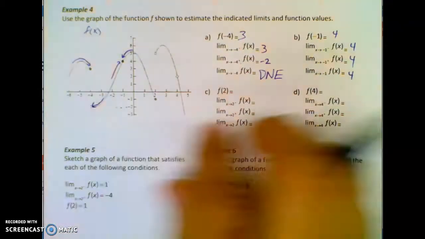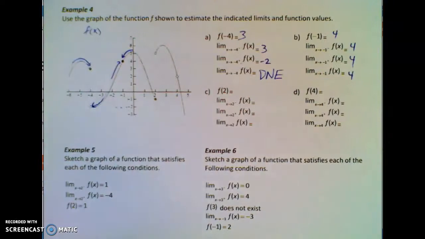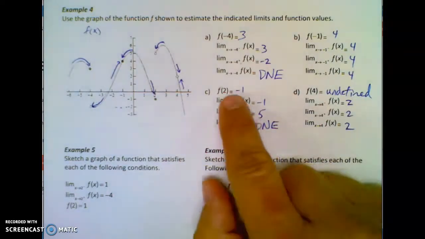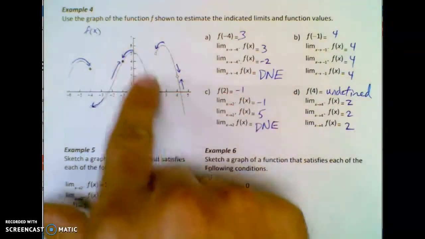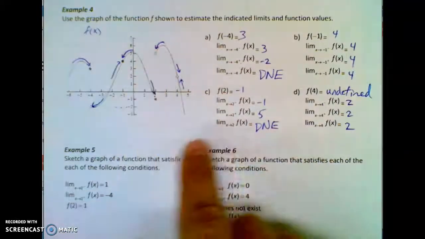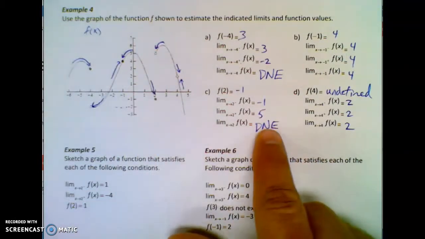All right, so I'm going to pause it. I'll let you do these two, and then you pause it and check your answers in a second. All right, check out how you did. Hopefully you got from one side it's down, from the other side it's up at 5. If those don't match, you say does not exist.